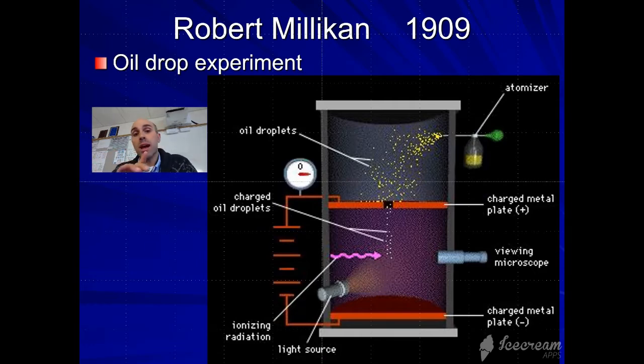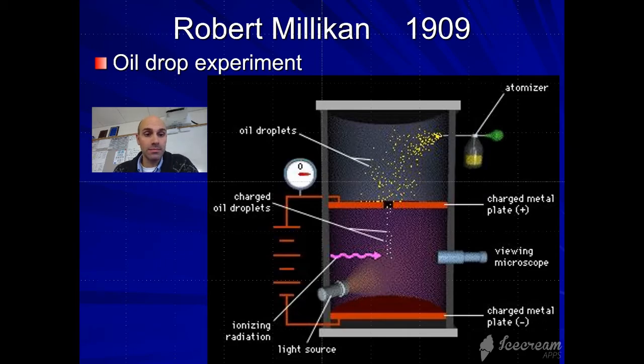So J.J. Thomson told us that electrons were negatively charged. Millikan gave us the value of that charge. It quantified that charge. So if you watch this quick little video, it'll explain it a little bit more in depth than what I just did. Hope you enjoy.